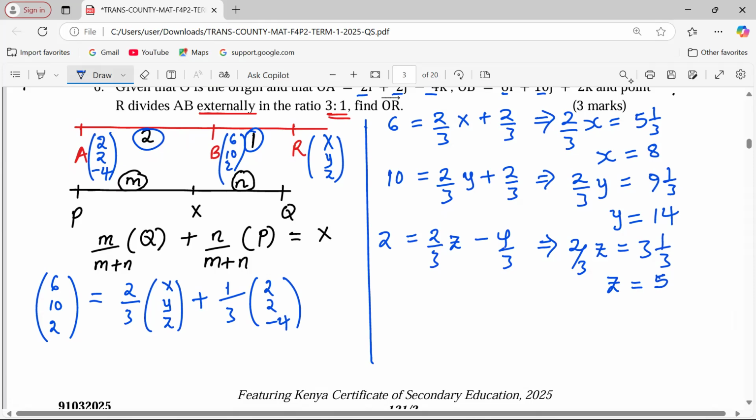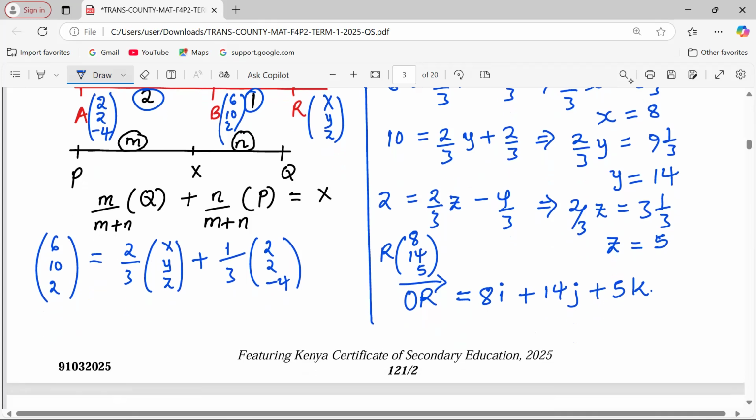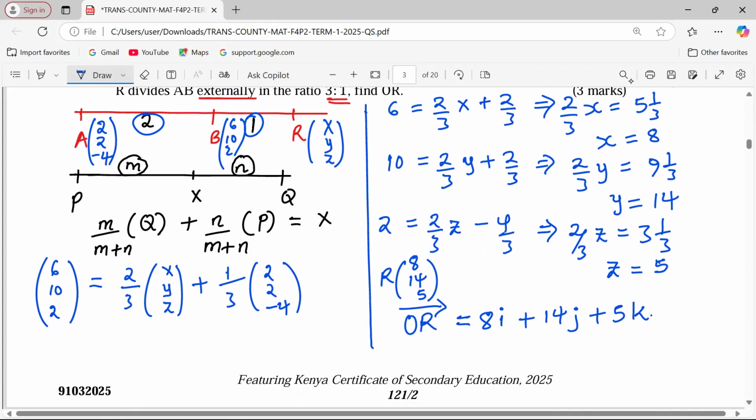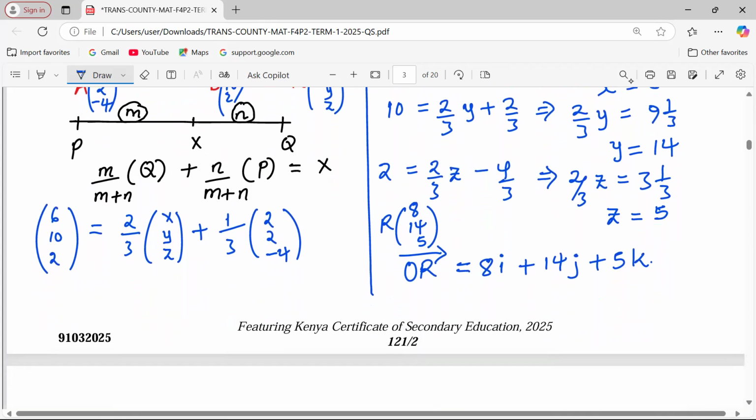So now the position vector of R is 8, 14, 5, and it can now be given as a position vector, which is 8i, 14j, and 5k. So that's how we get the position vector of R.